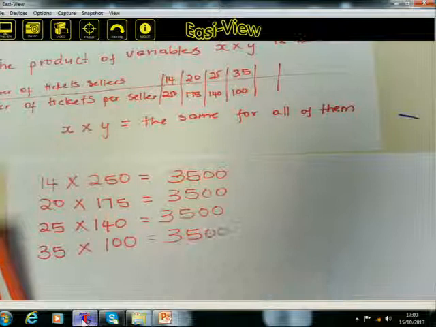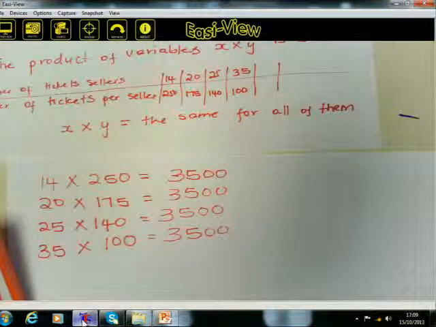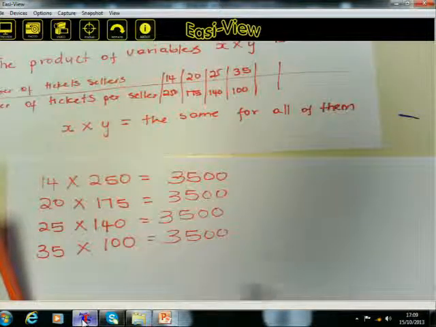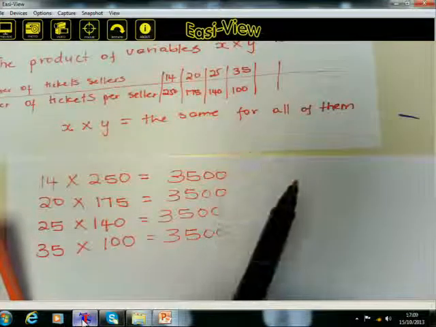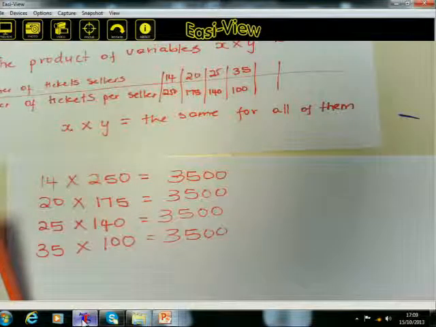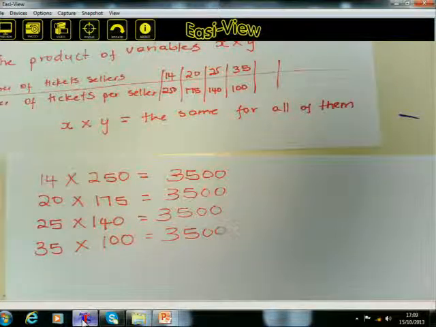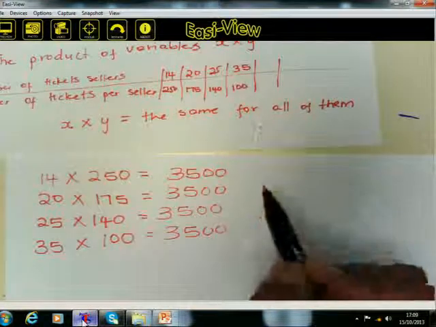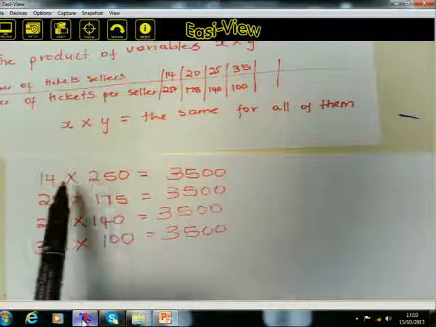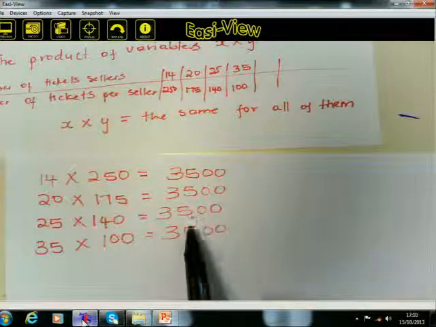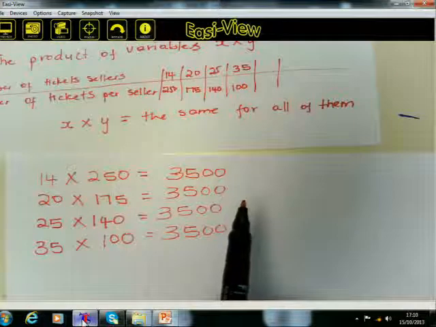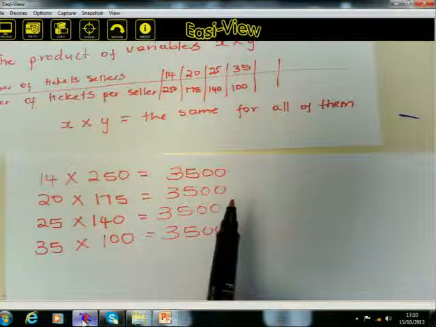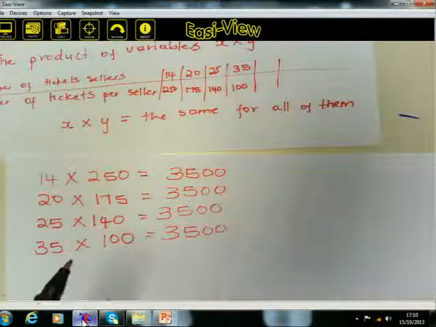So if your table is like this, then you can conclude that this table is an indirect proportion table, and the first table is a direct proportion table. Remember, in the indirect, your x and your y multiplied give you a constant number, and then in your direct proportion, your y divided by your x is always going to give you a constant number.